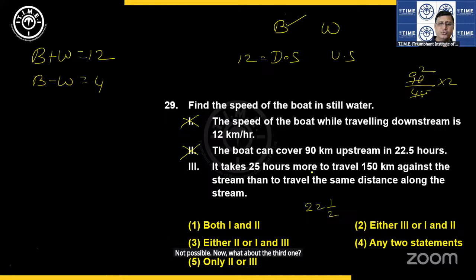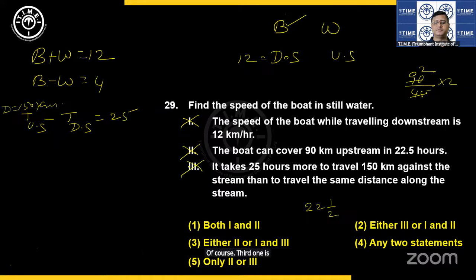Now, what about the third one? It takes 25 hours more to travel 150 kilometers against the stream than to travel the same distance along with the stream. The time in upstream minus the time in downstream is equal to 25 hours. Here, the distance traveled is equal to 150 kilometers. Of course, the third one is also not possible. Independently, these statements are insufficient to answer.